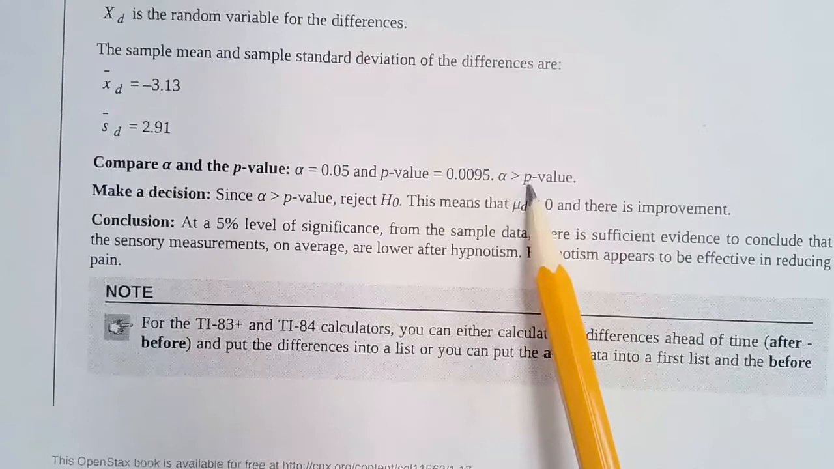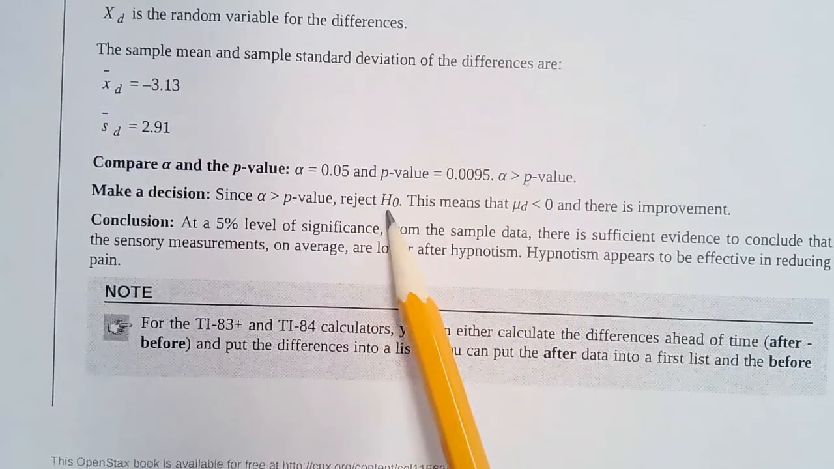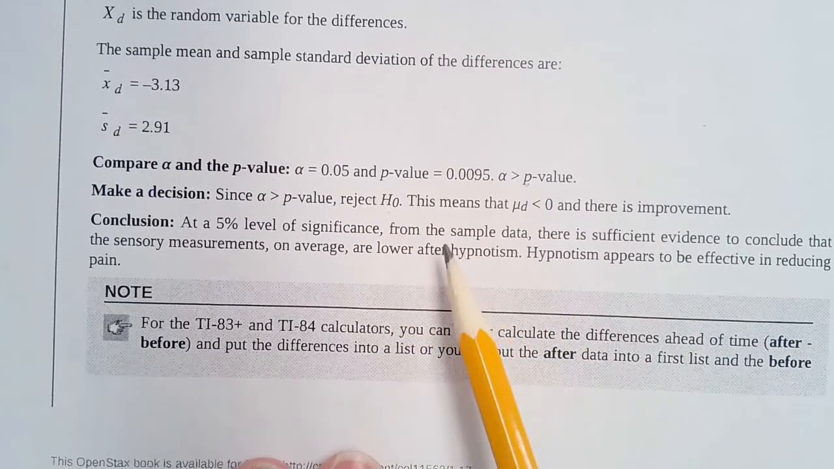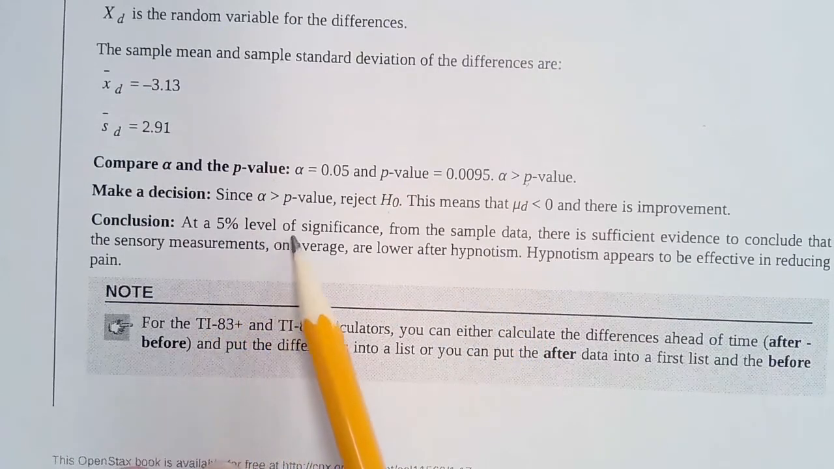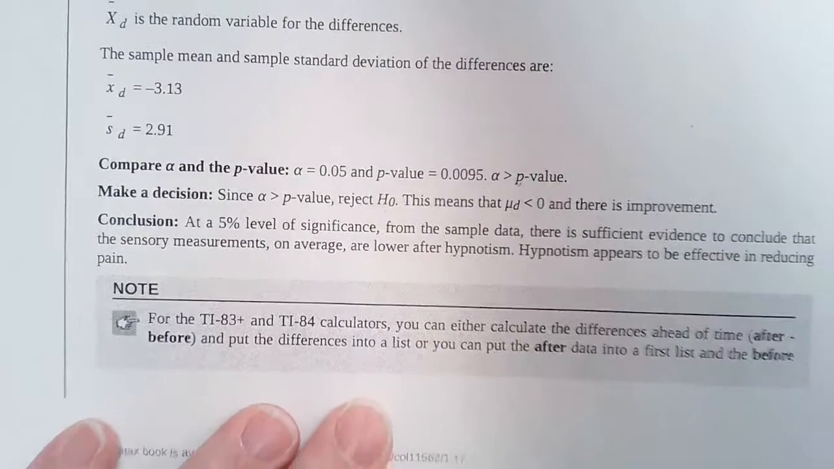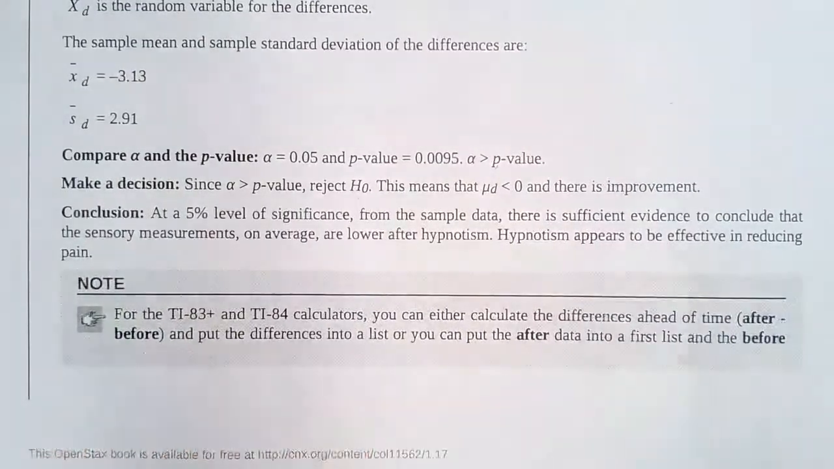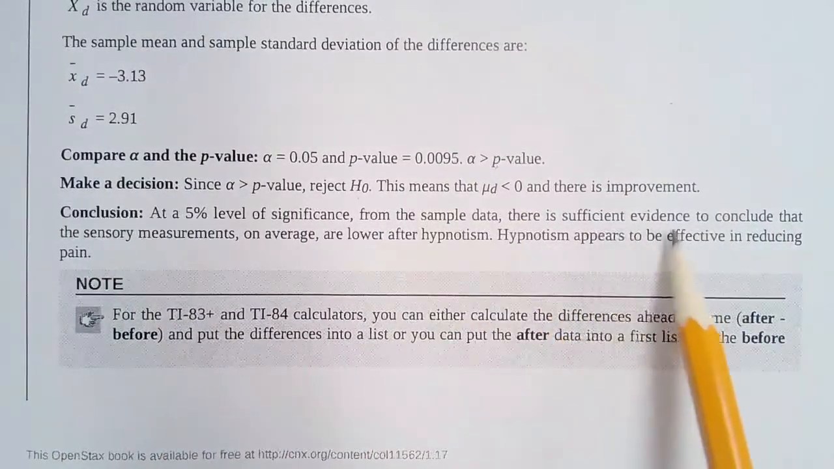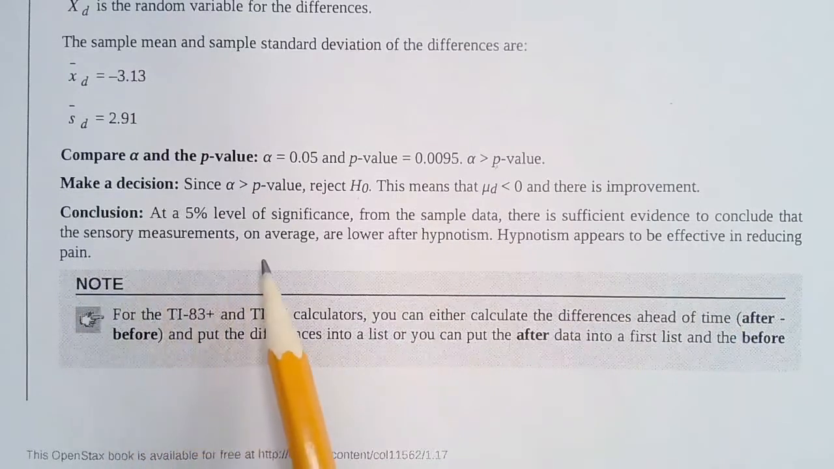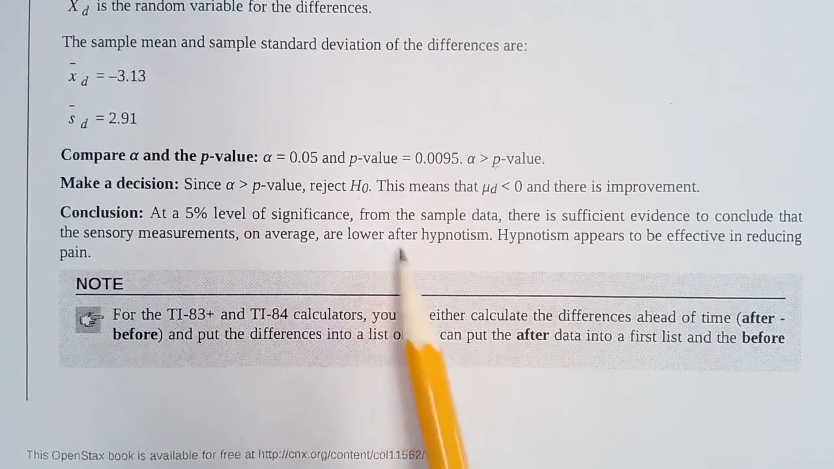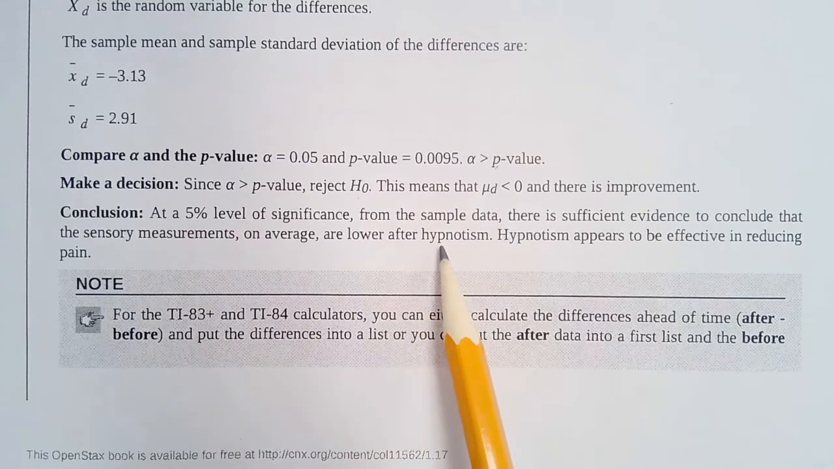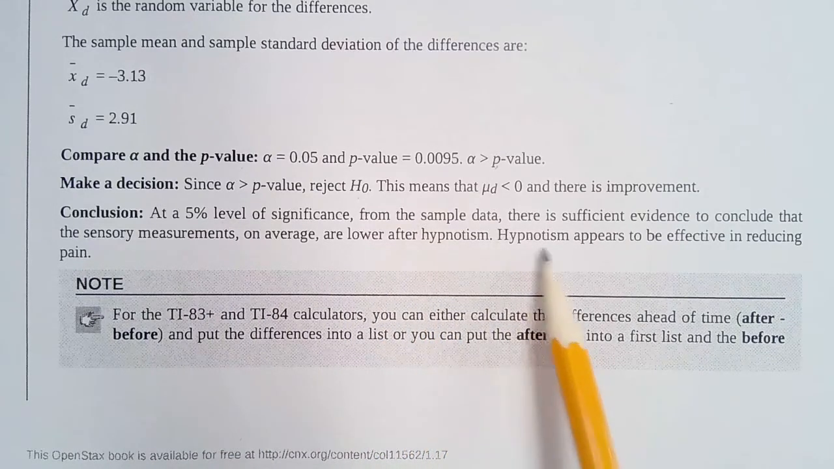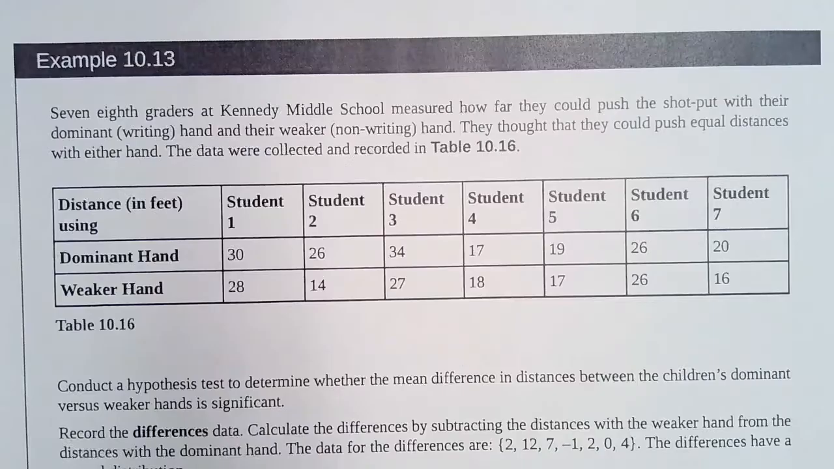If our p-value is less than alpha, we reject the null. So that means that at a 5% level of significance from the sample data, there is sufficient evidence to conclude that the sensory measurements on average are lower after hypnotism. In other words, hypnotism appears to be effective in reducing pain. So being hypnotized helps to reduce the pain.